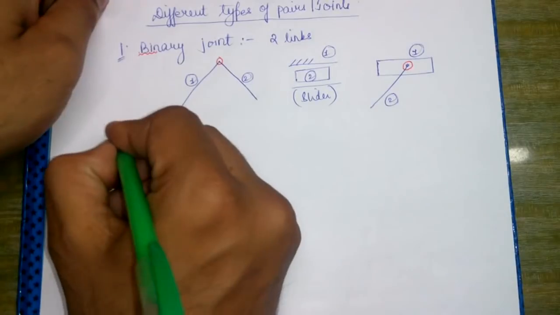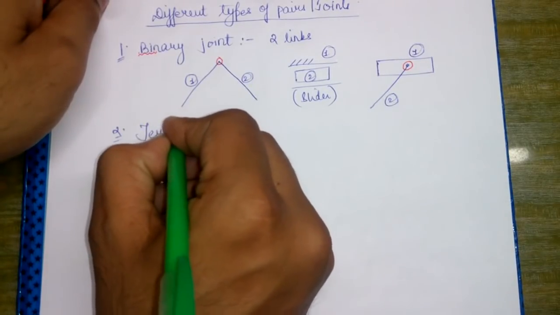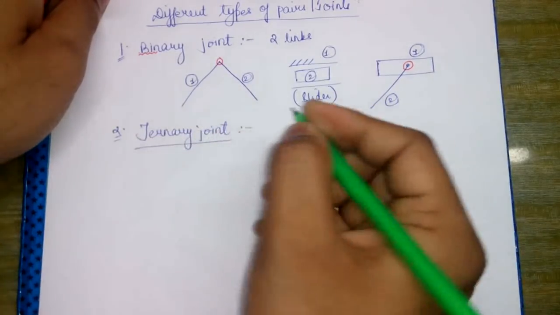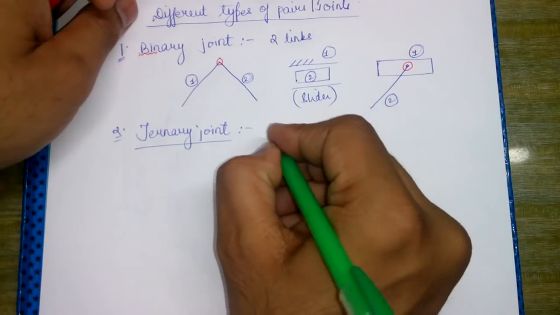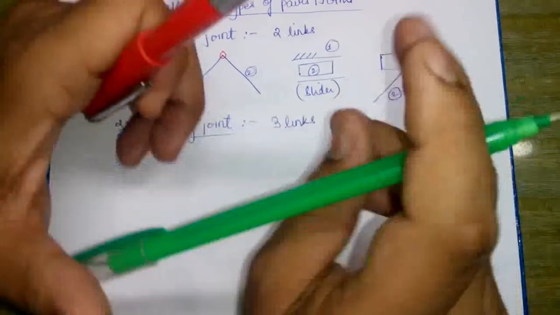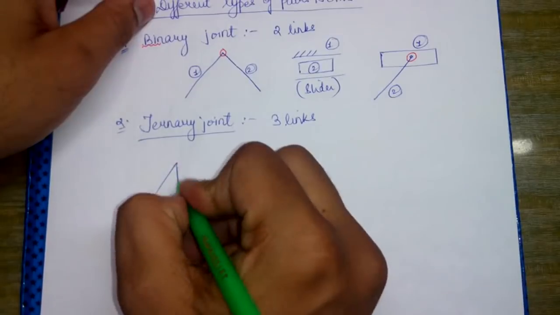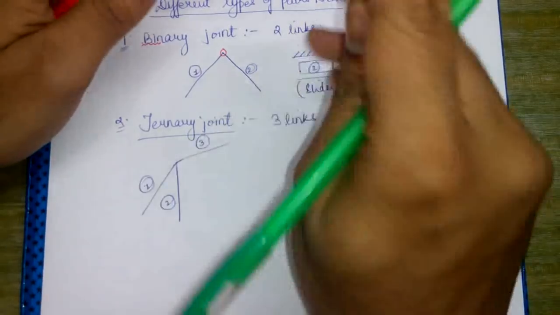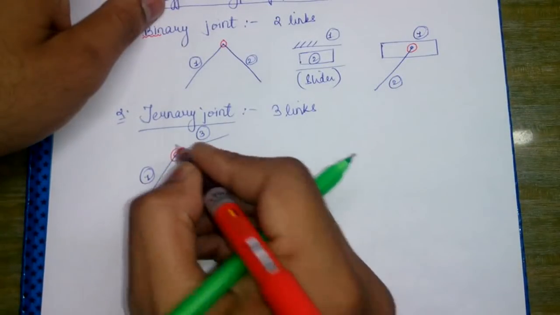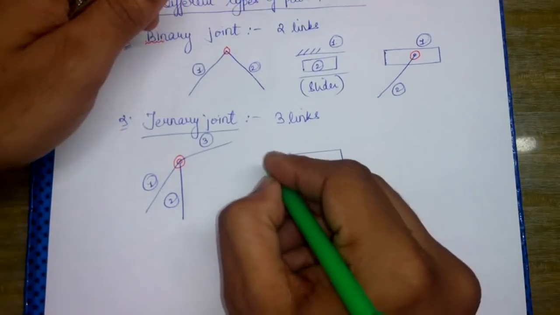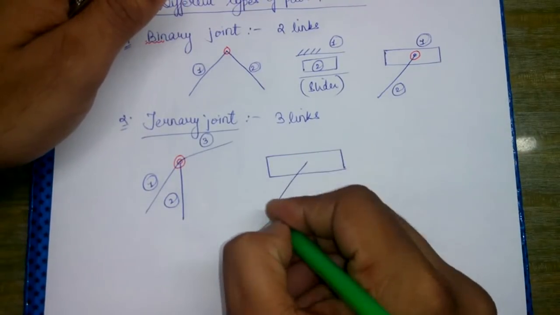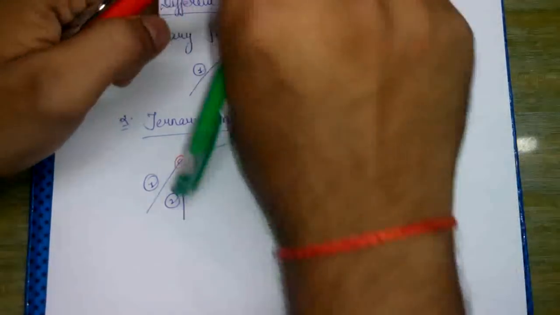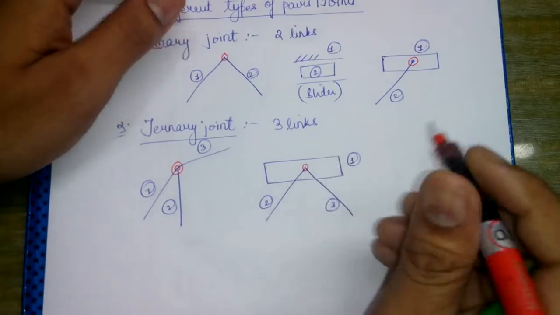The next type of joint is the ternary joint. As the word suggests, a ternary joint is one where three links are connected. The point where three links are connected becomes a ternary joint. For example, this is link number 1, this is link number 2, this is link number 3. So this becomes the ternary joint. Another example: this is link number 1, this is link number 2, and this is 3. So this becomes a ternary joint.